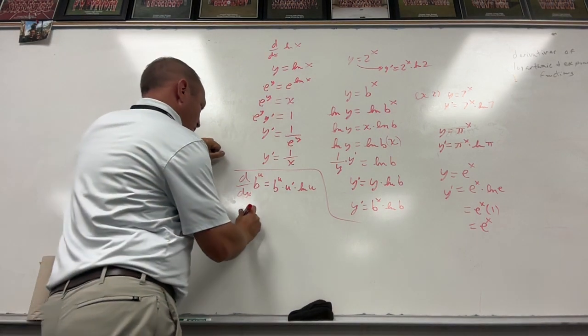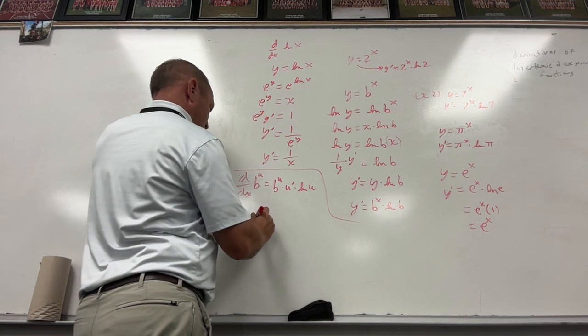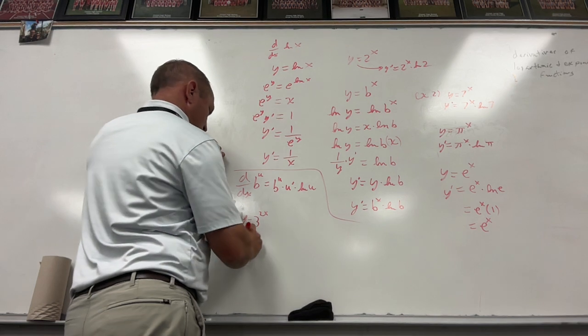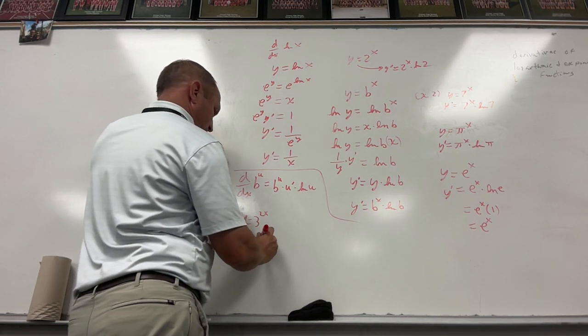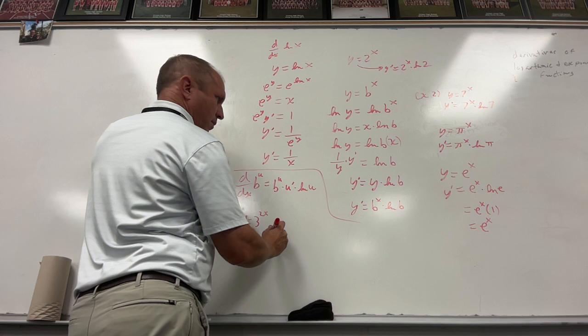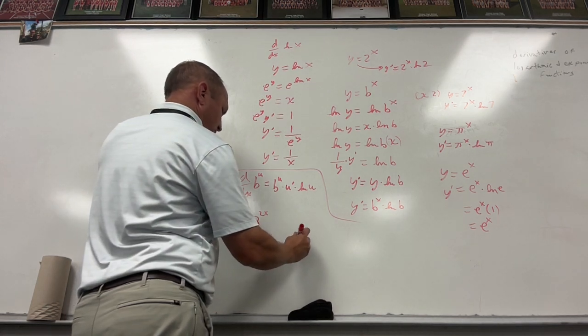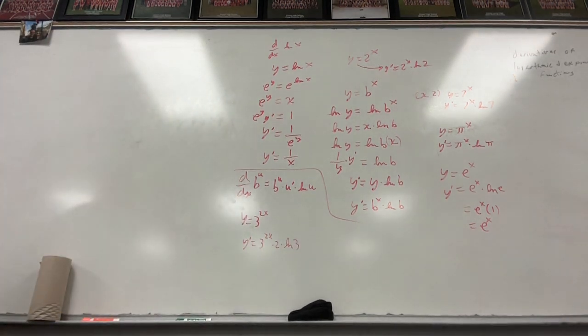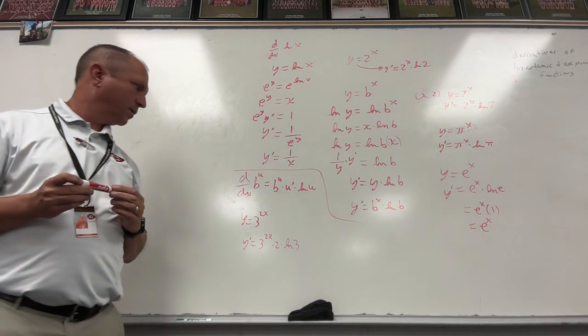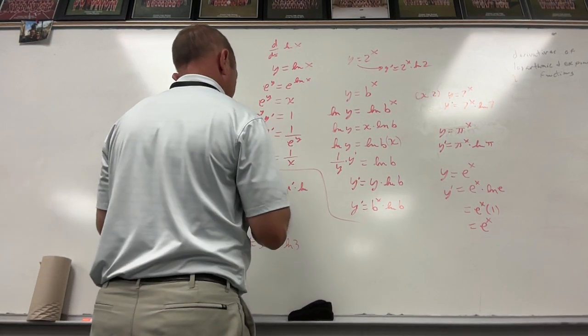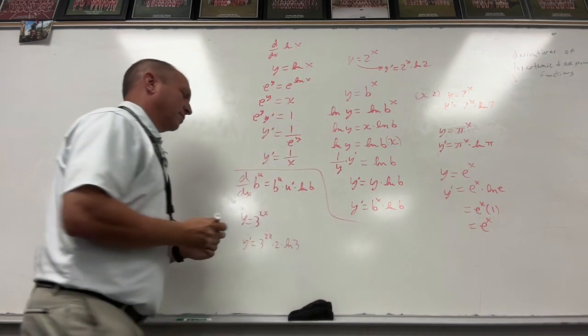So if I say y is equal to 3 to the 2x power, y prime would be 3 to the 2x power times 2 times the natural log of 3. So the natural log of b. It helps when I write the formula down. Correct. Natural log of b.